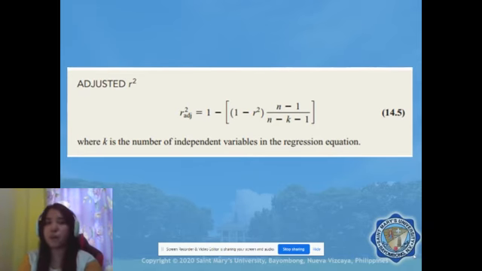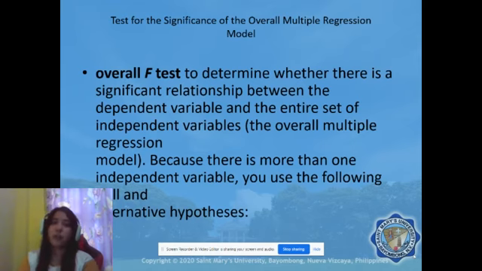So this is the formula of our adjusted R squared, where k is the number of independent variables in the regression equation. It actually needs the value of the computed R squared for you to come up with the adjusted R squared. So what else do we need to consider here?